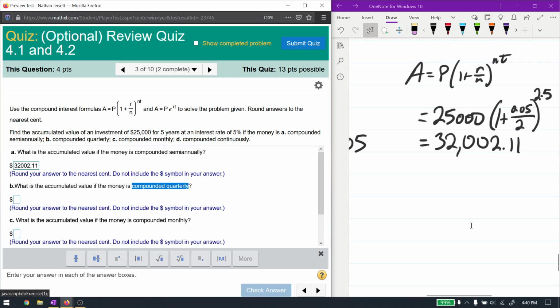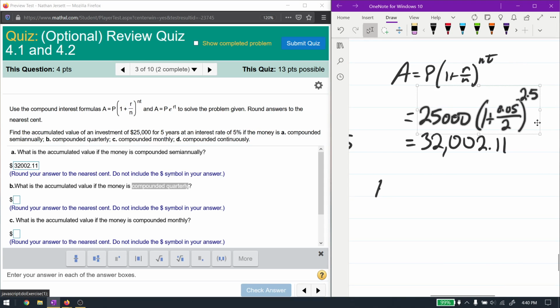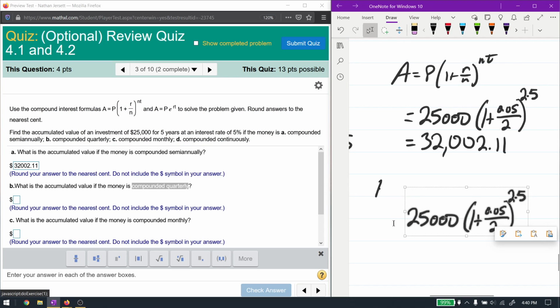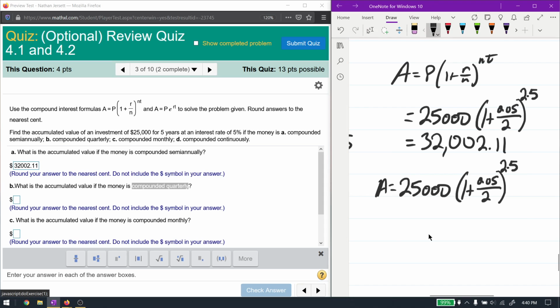compounded quarterly. So N is going to equal 4. So I'm going to have, I can just actually copy this thing. Copy it and then paste it. Equals the same thing, but all I'm changing is N equal to 4. And then for the last one, so this is part A, this is part B.